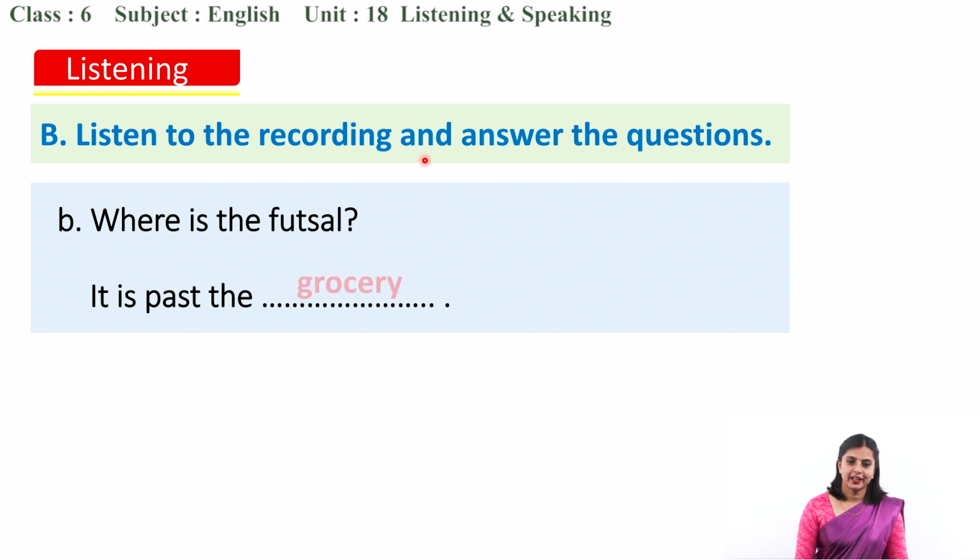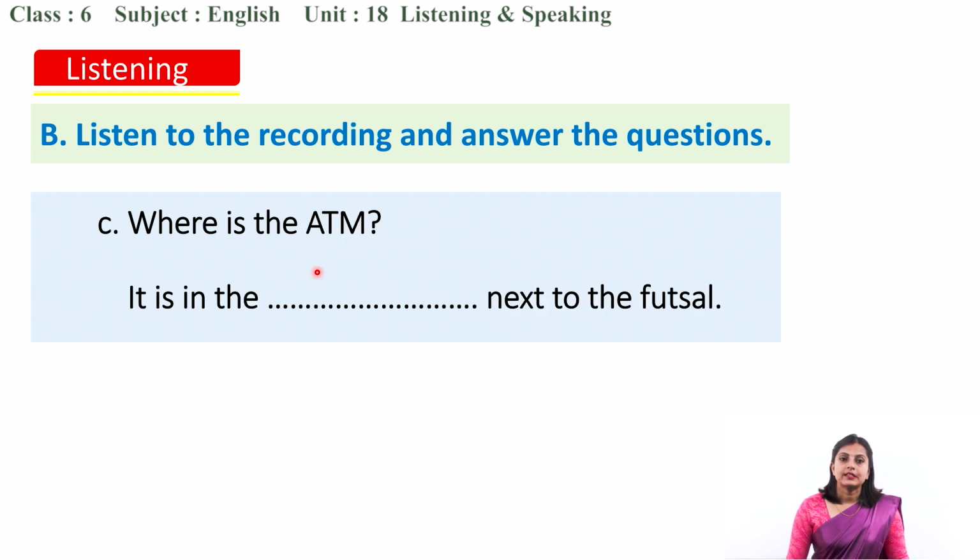Yes, exactly. The answer is grocery. It is past the grocery. Okay, the next is, where is the ATM? Okay, where is the ATM? What did you write? It is in the dash next to the food stall. What have you written? Bank. Let's check the answer.